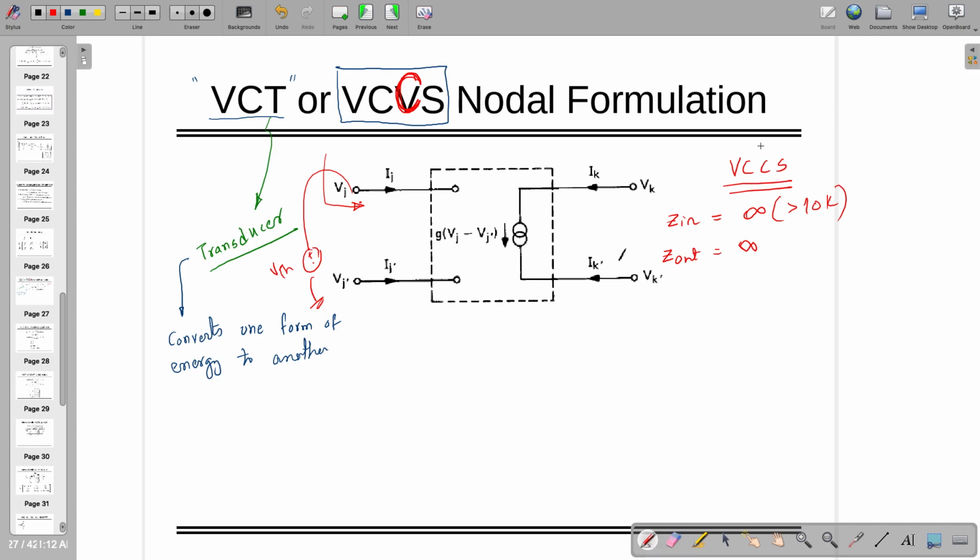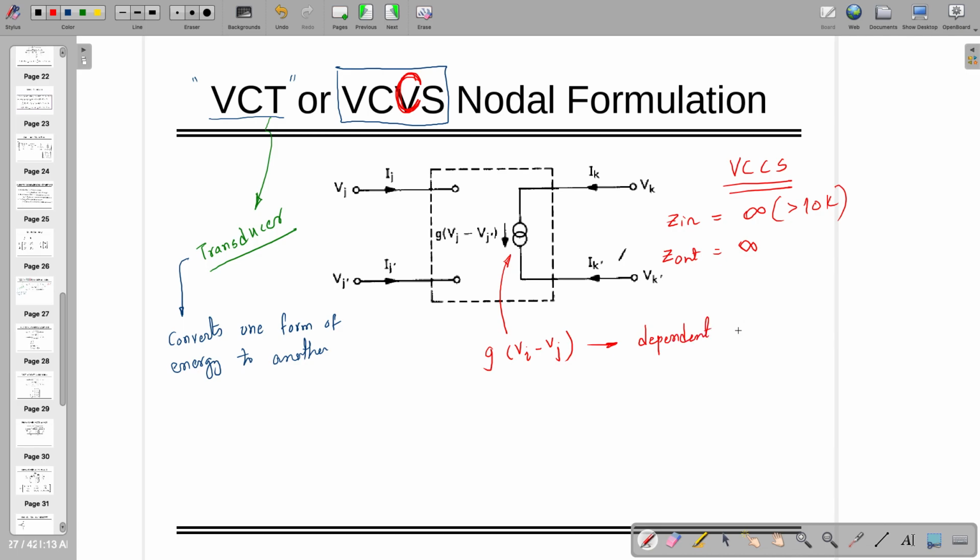What I wrote was voltage controlled voltage source. That was by mistake, and it has been corrected here. On the input side there is an open circuit. On the output side there is a current. That current is G times Vi minus Vj. That means G is the transconductance and the voltage is the difference of two input voltages. And such a current is known as a dependent current source.